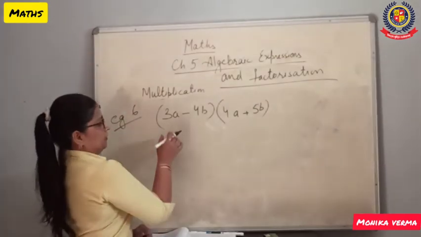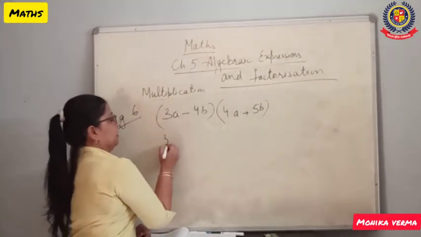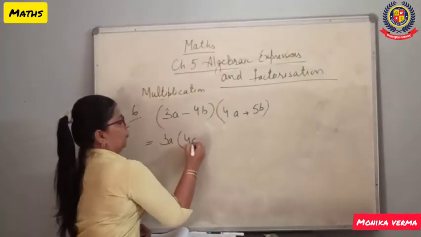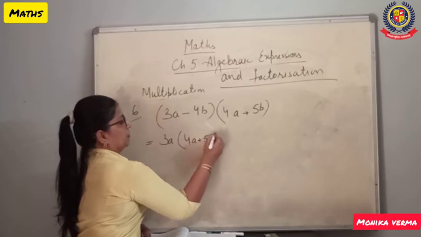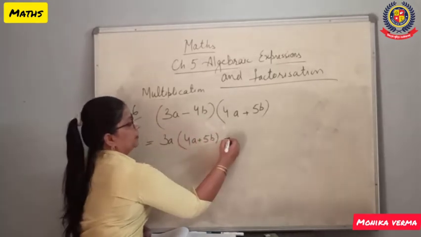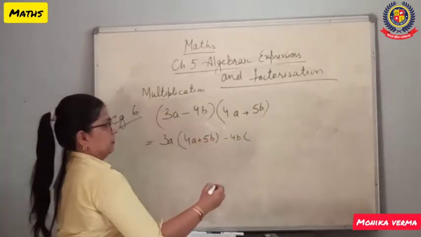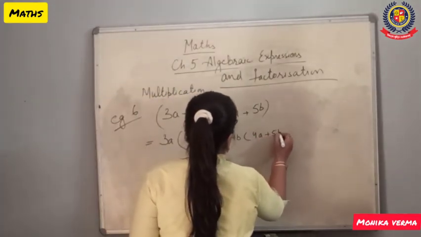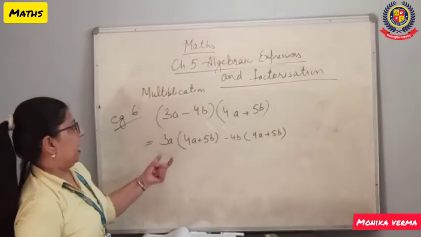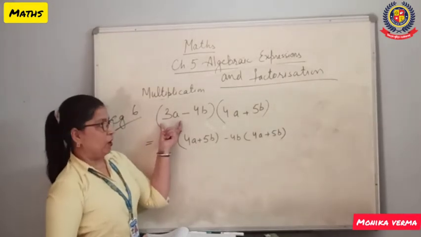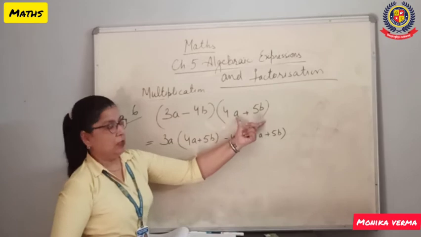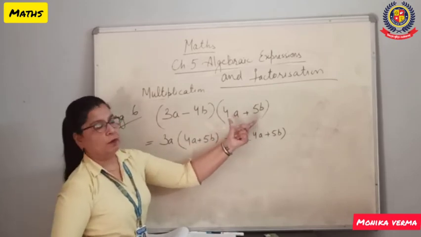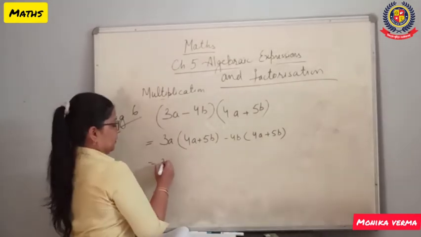Now how to do this? We will take the first part, 3a, then this whole, 4a plus 5b. Then I will take this part, minus 4b, 4a plus 5b. Am I clear what I have done? I have taken the first term of the first binomial, multiplied by the whole, then the second term along with the sign with the whole binomial. I will solve it now.